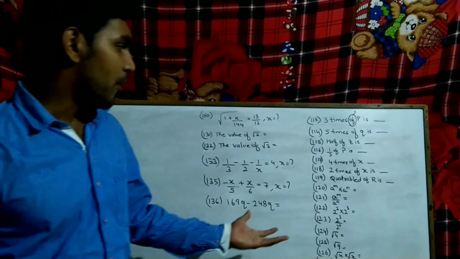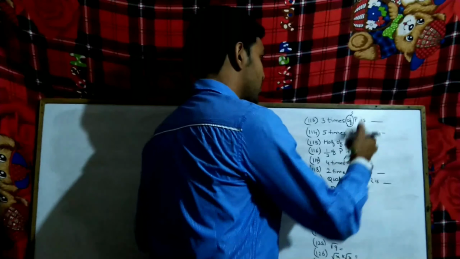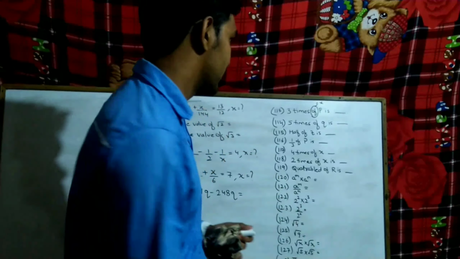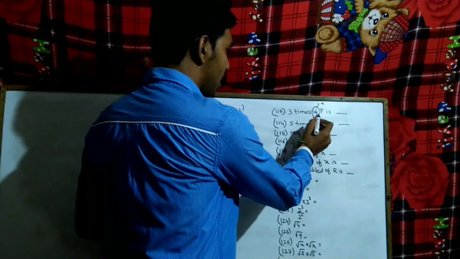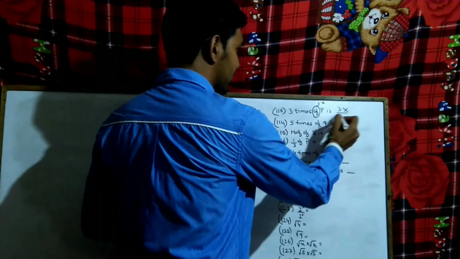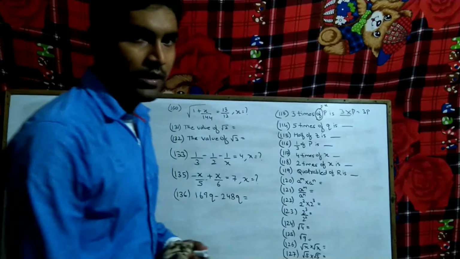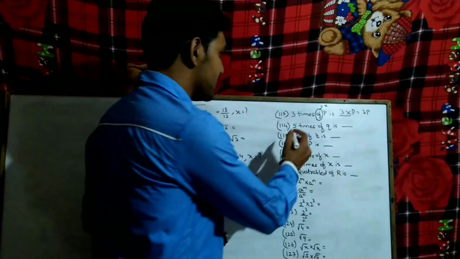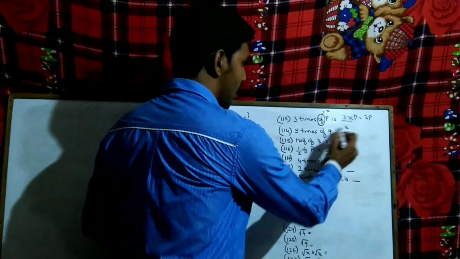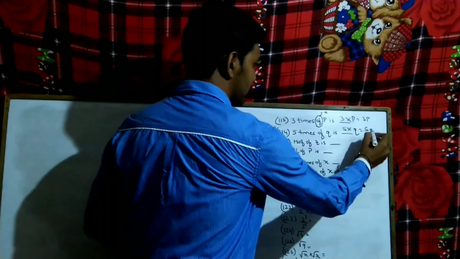Already there are some problems. You just remember one thing. See, this "of" means multiplication. Okay, just remember, "of" means multiplication. Now 3 times of p. So 3 of means multiply with p. So it comes 3p. Clear everyone? Now 114 same, 5 times of q. So 5 of q. So it comes 5q.